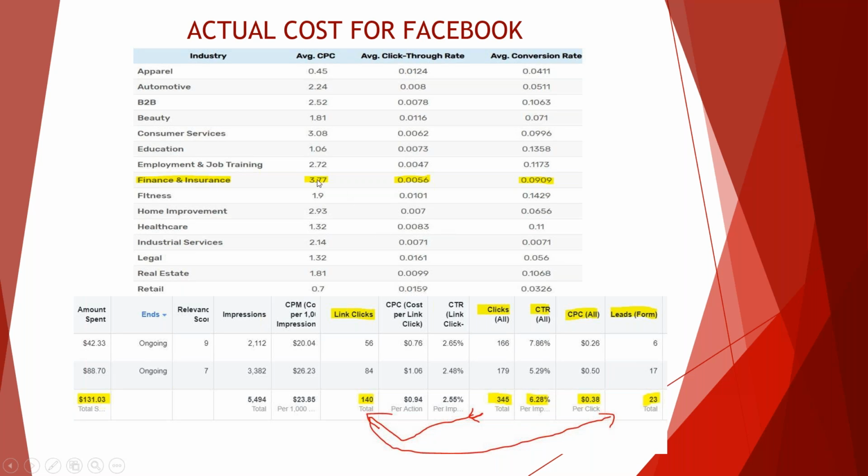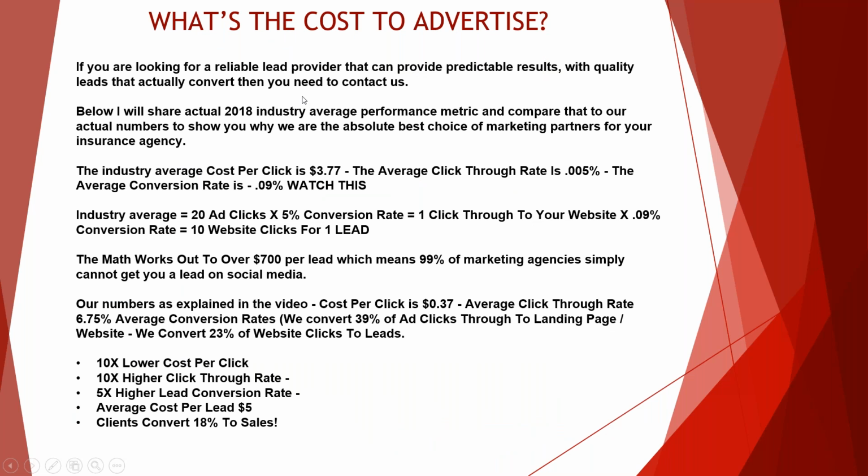All right, at this rate, if you looked at 3.77, I'm going to show you this here. So what you're looking at is the industry average. When you take the average cost per click, and this is why people struggle with the insurance industry, at $3.77 average cost per click, the average click-through rate of 0.005, the average conversion rate is 0.09. So watch how this works.